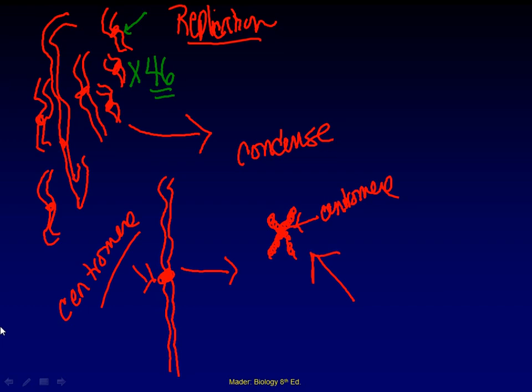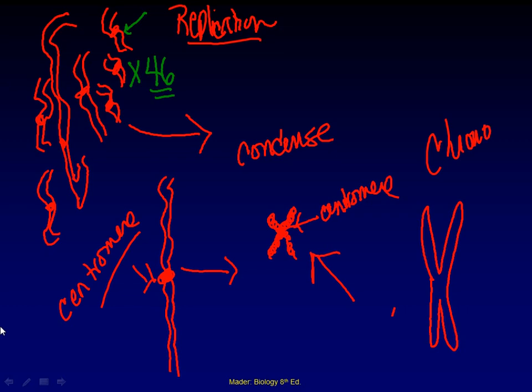Most books illustrate that like this. What is that? That's a really bad drawing. Okay, guys? I will redo that. Most books illustrate a condensed, replicated piece of chromatin as that. What is that? That's a chromosome. That's exactly what that is. So from now on, when you see chromosome and you think about what a chromosome is, realize that that's a piece of chromatin that has replicated itself and condensed.